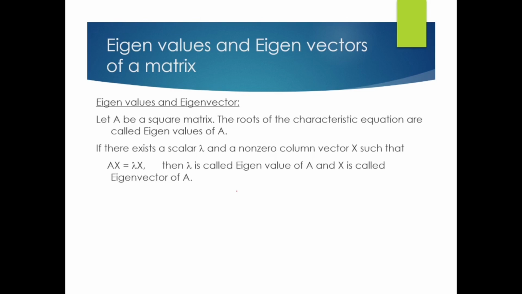Next, coming to the definition of eigenvector. If there exists a scalar lambda and a non-zero column vector capital X such that we can write AX equal to lambda X, then lambda is called the eigenvalue of capital A and capital X is called the eigenvector of capital A. So this is the definition of eigenvalues and eigenvectors.